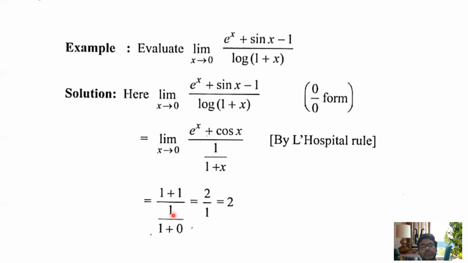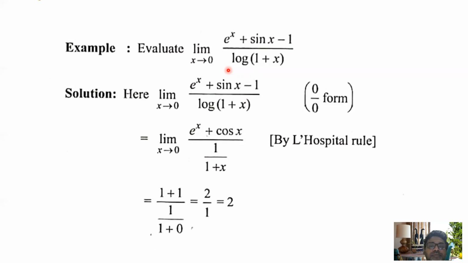So ultimately from here it is clear that you have a finite value, that is (1 + 1)/1, that is 2/1, which is equal to 2. So this is the finite result, so you can stop the calculation. So this is the limiting value, using L'Hospital's rule, of the limit as x tends to 0 of (e^x + sin x - 1)/log(1 + x).